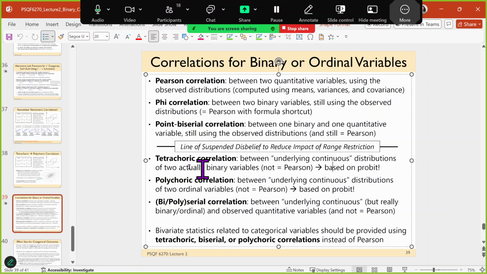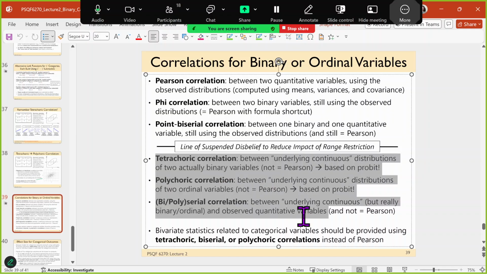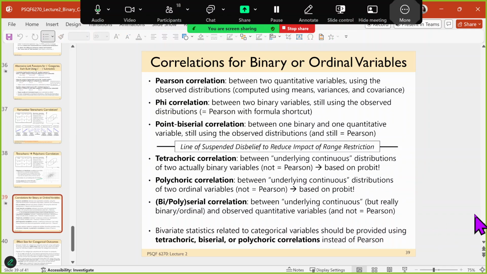The line of suspended disbelief then gives us the next three. So tetrachoric is kind of like the correlation of the probits. That's not accurate, but I think it's accurate enough to hang on to. It's for two binary variables. Polychoric is ordinal with ordinal. And then you end up with bi or poly with serial after it if one of them is continuous and one of them is binary or ordinal.